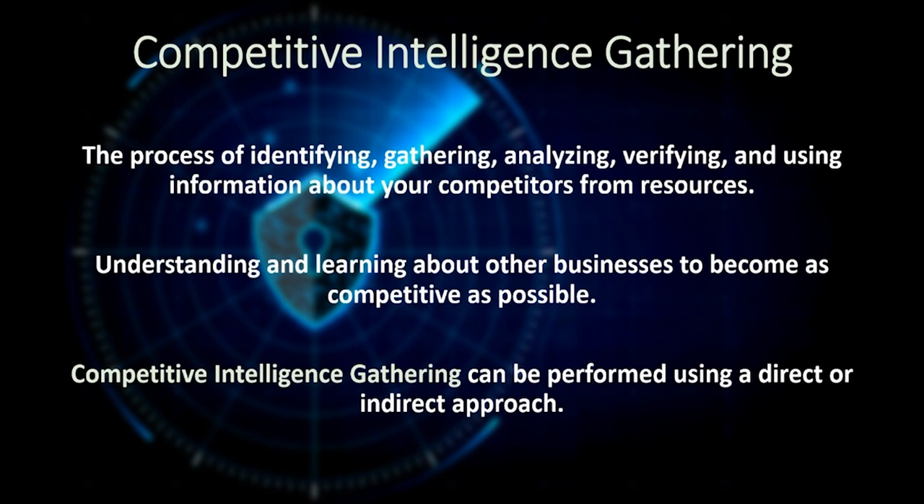Competitive intelligence gathering can be performed using a direct or indirect approach. If we directly interact with the other organization which is our competition, we can gather information through them, and we can also indirectly perform footprinting so that we can gather information about the target organization.